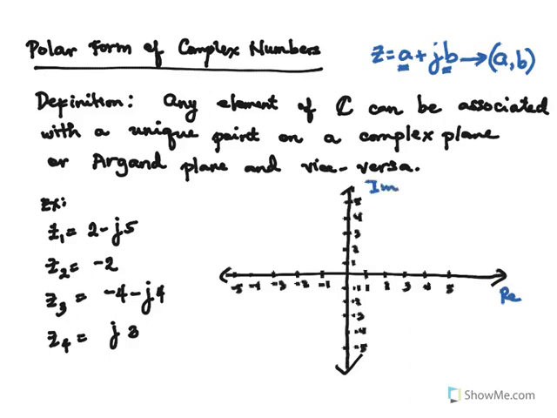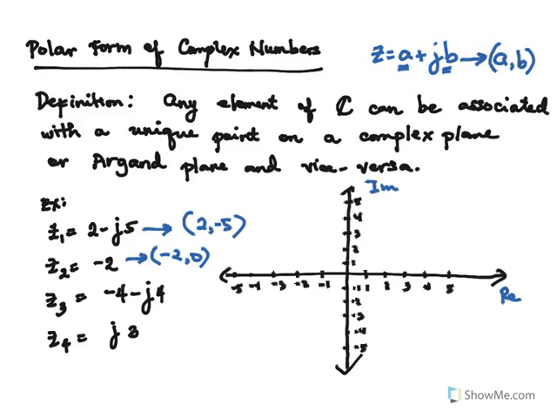And so, for instance, if you have your z1 to be 2 minus j5, this complex number is associated with the point (2, -5) on the Argand plane or the complex plane. And then z2 equals -2 is associated with the point (-2, 0) on the complex plane, 0 because the imaginary part is 0. So you have (-2, 0) as your point.